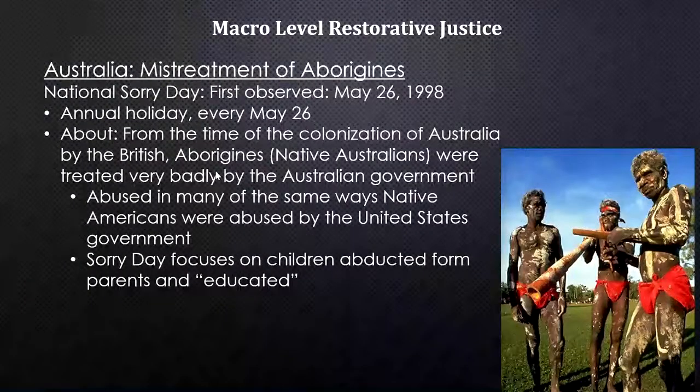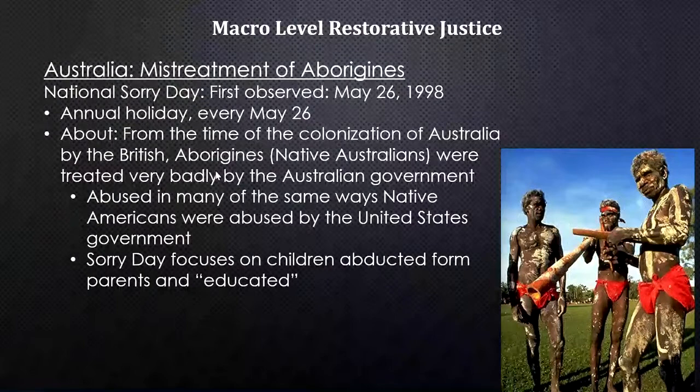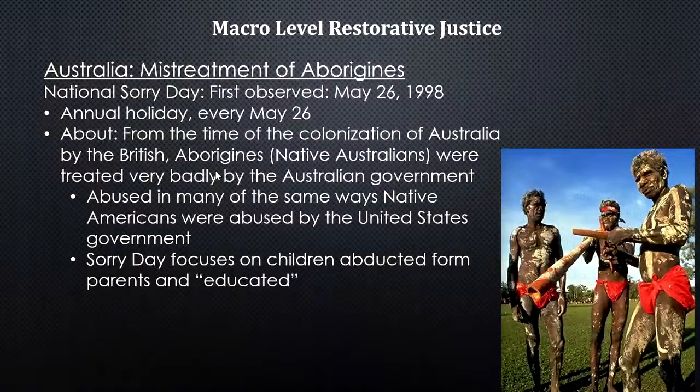Another group of people that were mistreated, and that worked in terms of restorative justice on a macro level, was the relationship between Australia and the Aborigine people. The Aborigines are the native people of Australia. We're not super familiar with Aborigine people here in the United States. If you were just presented with pictures of them, they look of African descent, but they are their own distinct group of people.